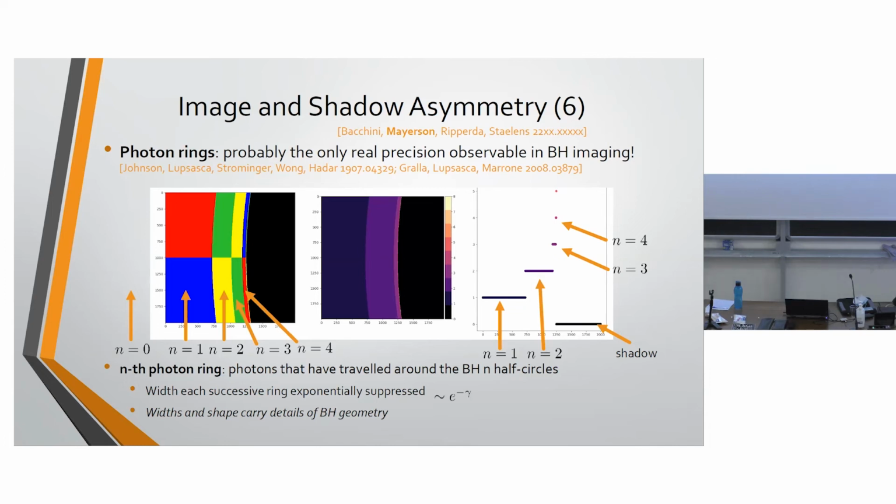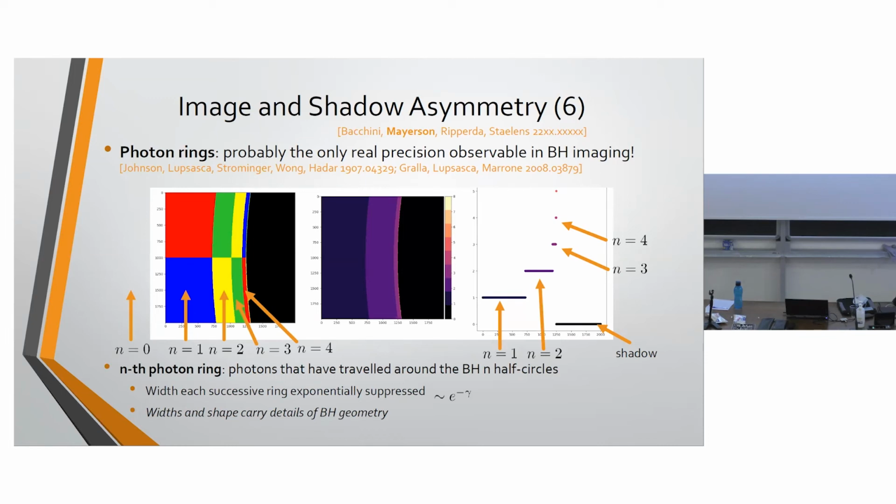In particular, the widths of these photon rings are very important, because they are related to the Lyapunov exponent. Each successive ring has a width exponentially suppressed by e to the minus gamma, where gamma is the Lyapunov exponent. This is geometric data. So if you can measure the widths of these rings very precisely, then you will be able to extract very precise information about the geometry.